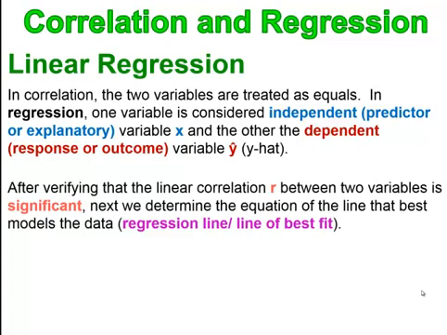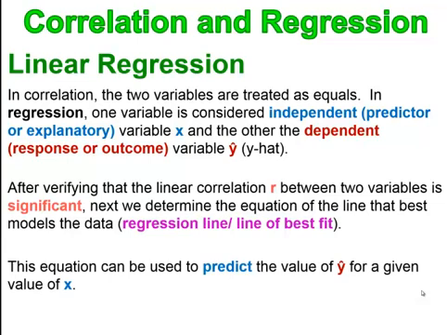After verifying the linear correlation R between the 2 variables is significant, meaning it's either positive or negative, no correlation, it wouldn't be significant. Next, we would determine the equation of the line that best models the data, known as the regression line or the line of best fit. The equation can be used to predict the values of your Y hat for a given value of X.